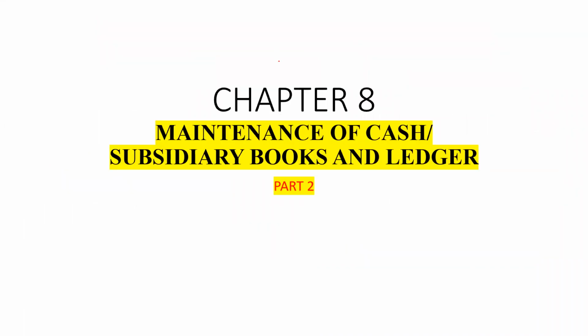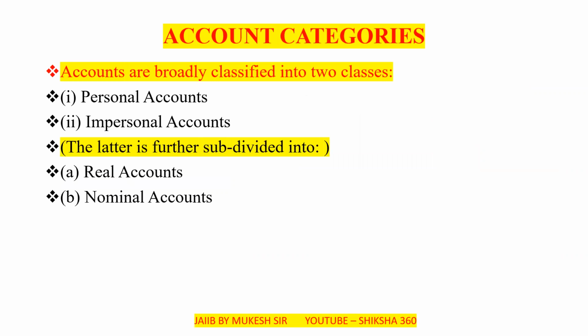Today we will discuss chapter number 8 part 2, that is maintenance of cash, subsidiary books and ledger part 2. So let's start our discussion. In this session we have to discuss the different types of accounts. From this you will definitely get a straightforward question in the examination.